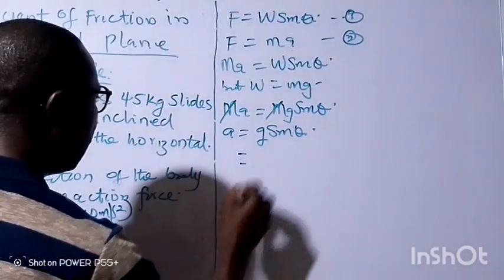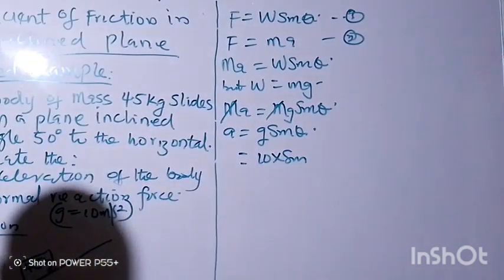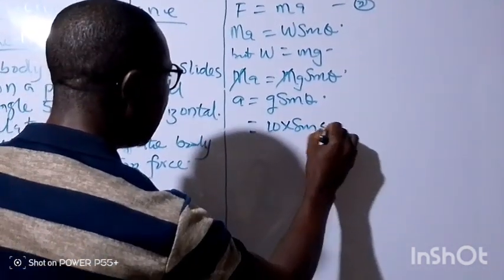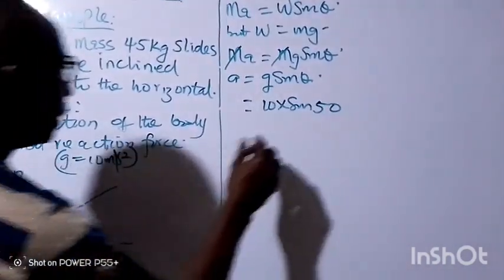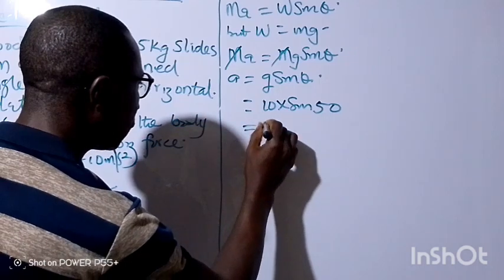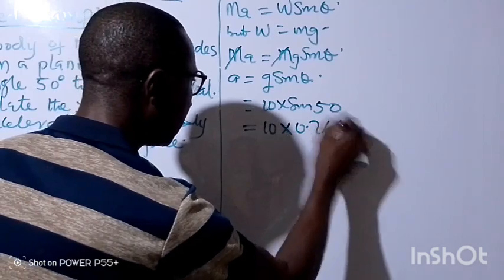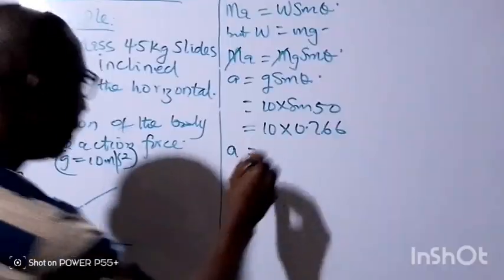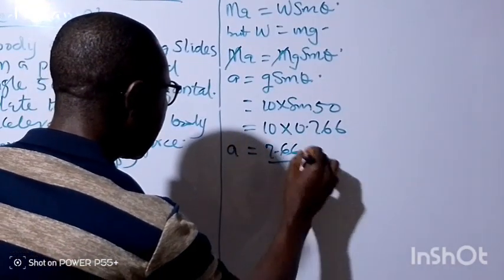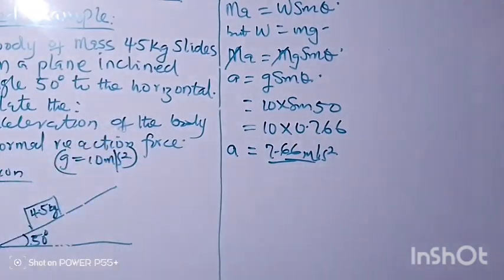So from the question, g is 10, multiplied by sine 50. And sine 50 will be equal to 10 multiplied by 0.766. And the A that we are looking for will now be equal to 7.66 meters per second squared. That is the value of the acceleration of the body when it's sliding down the plane.